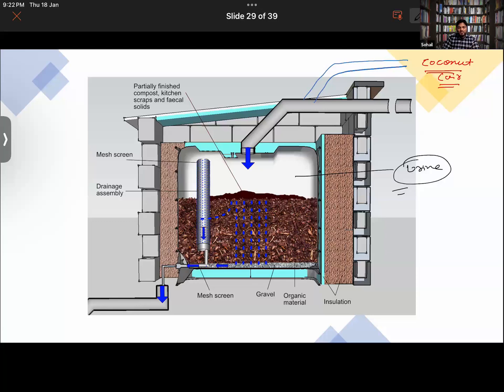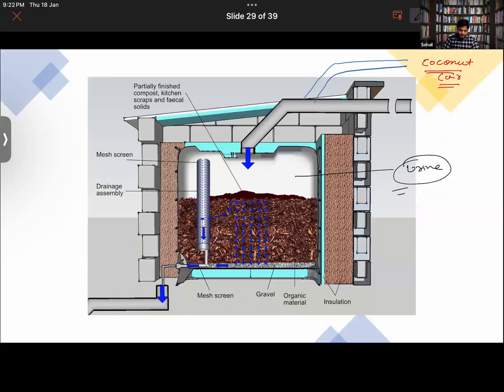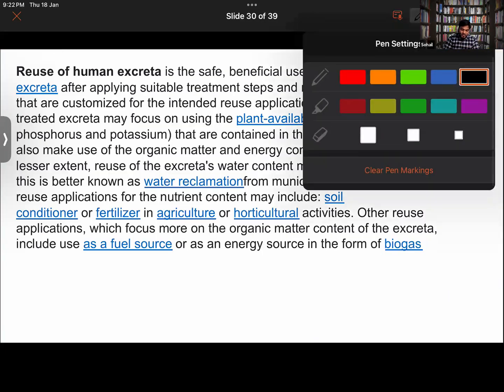Sometimes you would see one more term for vermicomposting. This term is also used for it: sawdust toilets. But anyway, just know this term, composting toilet. That is sufficient. Now, moving ahead, reuse of human excreta.